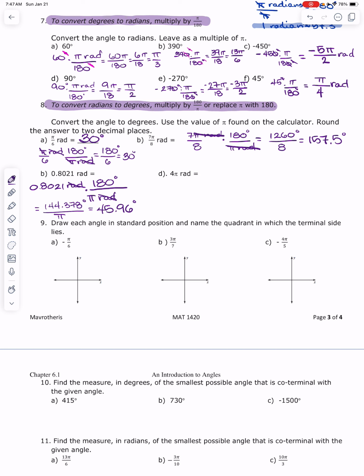Last one here. I've got 4 pi radians. Again, I go through these fairly quick, figuring that you can pause and rewind. I just don't want these recordings to end up being 20 minutes long each page. When we cancel our pi radians in the numerator and denominator, we get 4 times 180 degrees. 4 times 180 is 720 degrees. Keep in mind that is 2 times around the circle. 2 times 360 is 720, so that all matches up.